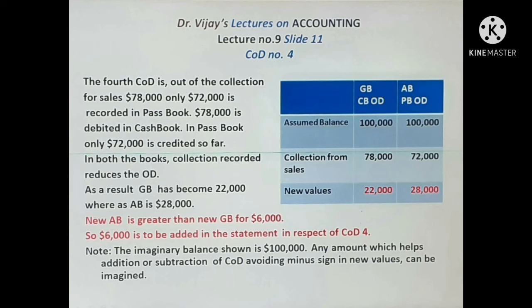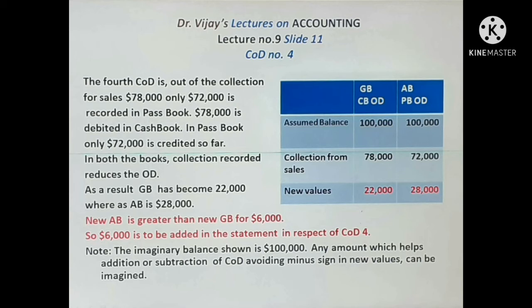Now look at the model. Assumed balance in both the books is 100,000. Now collection from sales: 78,000 is recorded in GB, cash book overdraft, and 72,000 is recorded in AB, that is passbook. As a result, the OD goes down because collection money comes to the account. New value in GB, cash book, is $22,000. And in AB, passbook, it is $28,000.